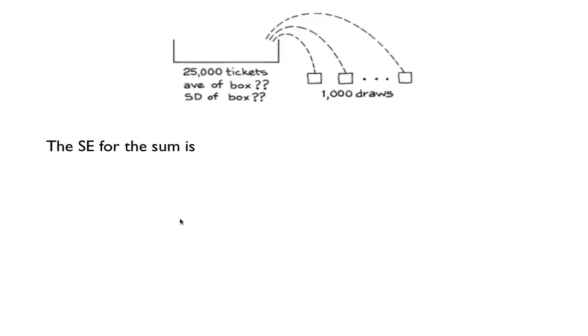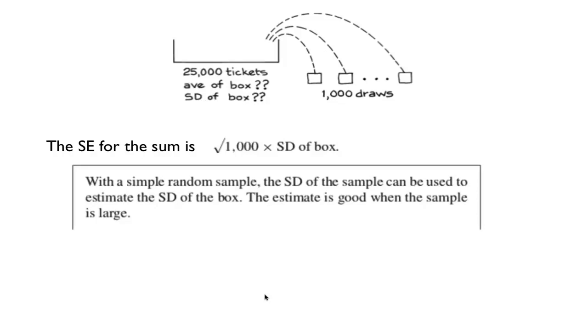Okay, to find the SE for the sum, again, everything always comes back to the SE, the error for the sum. The formula for the SE of the sum is the square root of the number of draws times the SD of the box. So we're picking 1,000 tickets, so square root of 1,000 times SD of the box. But again, as with the bootstrap method we saw before, we need this SD of the box, but we don't have any data about the box. So to do this, we look at the SD of the sample and use that to estimate the SD of the box.